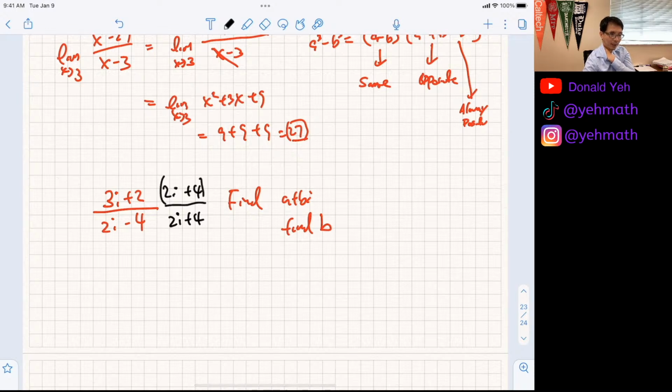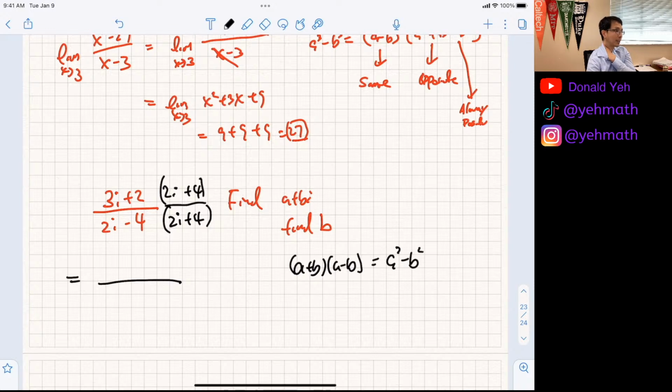This is on your SAT. And then you can multiply the bottom out. What is the bottom going to end up equal to? Remember, if you have a plus b times a minus b, the result is always a squared minus b squared. The nice thing is a squared minus b squared can get rid of i, because i squared is going to be -1. Do you remember this? Yes? No? Maybe?